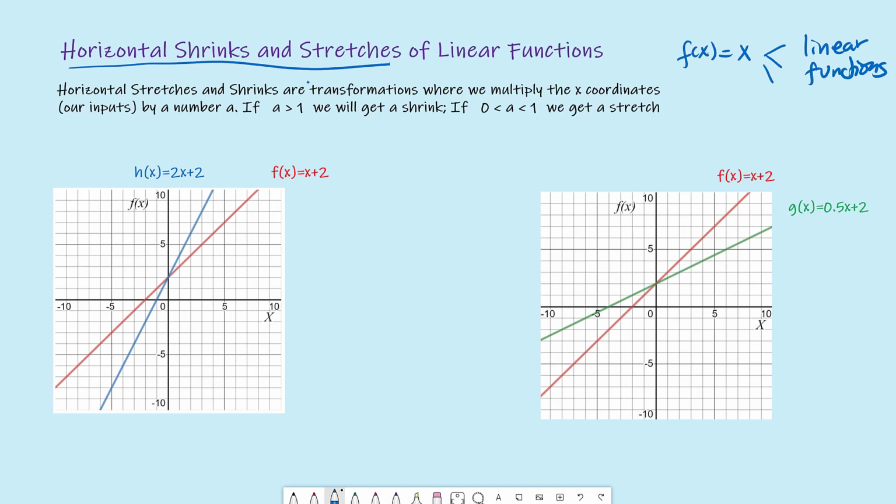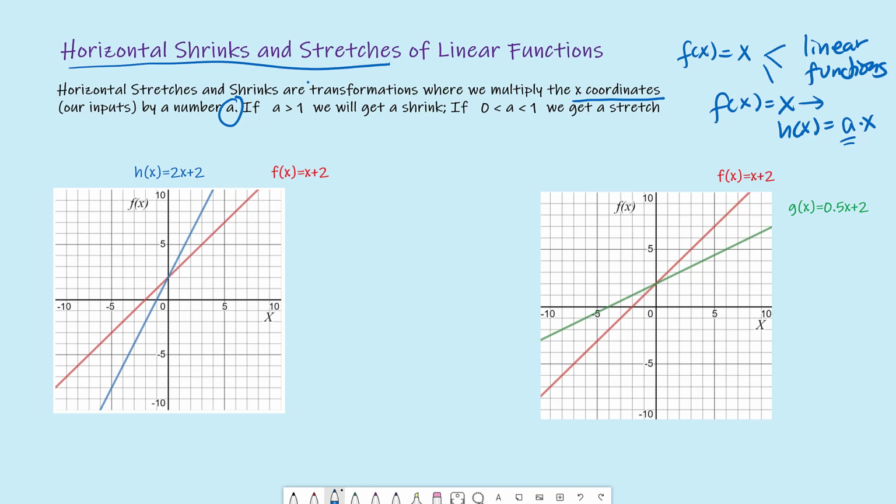So what are horizontal stretches and shrinks? Stretches and shrinks in the horizontal direction happen when we multiply the x-coordinate, so we're talking about the horizontal coordinate, which is the x-coordinate, by a number a. So what we're doing is we're going from, say, f of x equals x to h of x equals a times x. So that's what I mean when we multiply by a number. We're going to multiply not by a variable, but a number a.